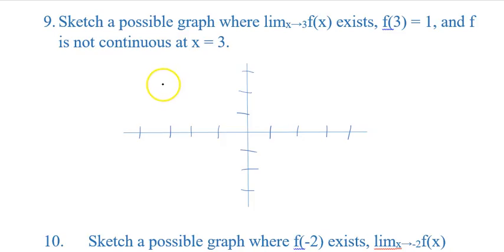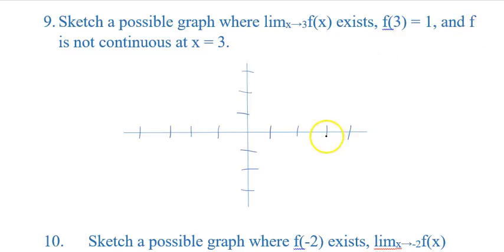Okay, our last two examples are sketching, and I know we've sketched some things recently with infinite limits. Here we're going to sketch a graph that hopefully has all of these qualities. And everybody's can have a little bit different shape, but they have to meet these requirements. So 9 is sketch a possible graph where the limit as you approach 3 exists, f of 3 is 1, and f is not continuous at 3.